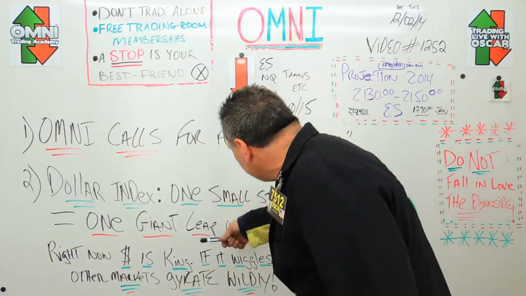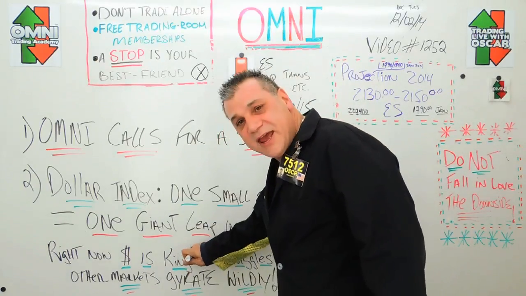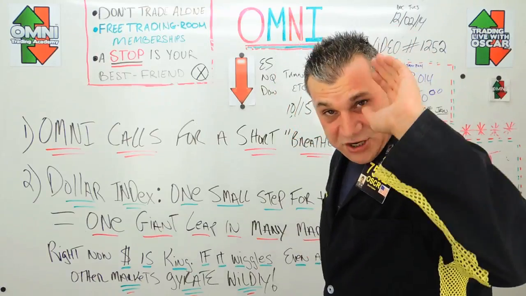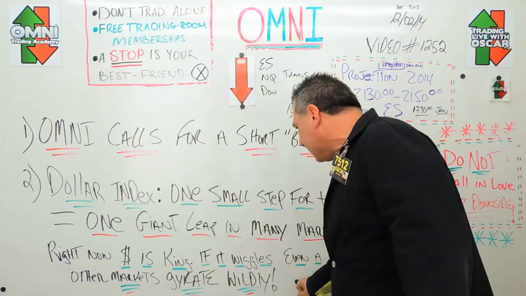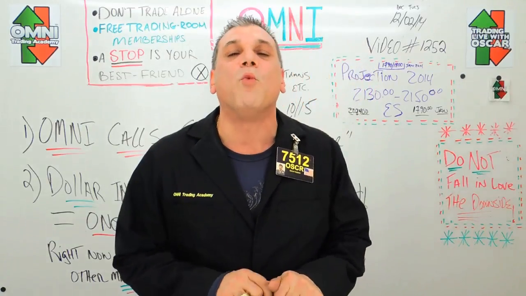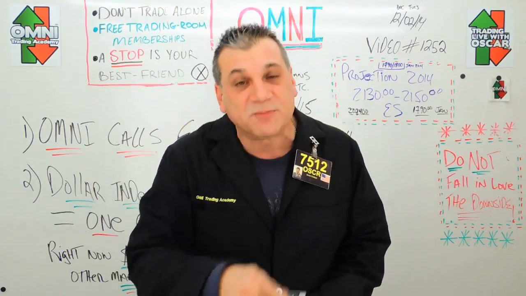Then, right now, to continue the conversation, the dollar is king. That is all that's to it. You can check on any other currency. The dollar is king right now. If it wiggles even a little, the other markets will gyrate wildly. Let me show you some charts to prove that to you.